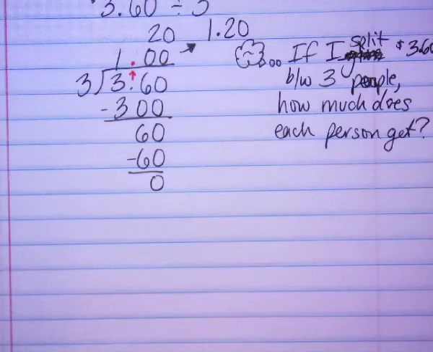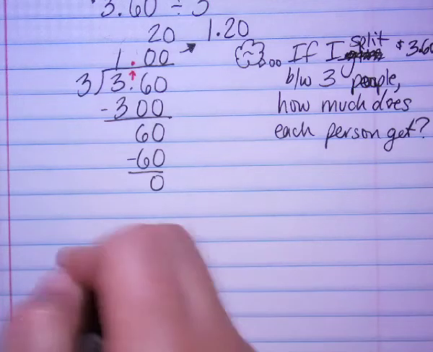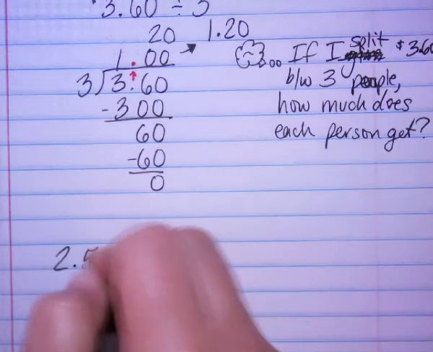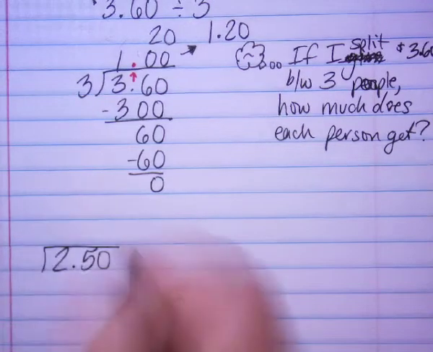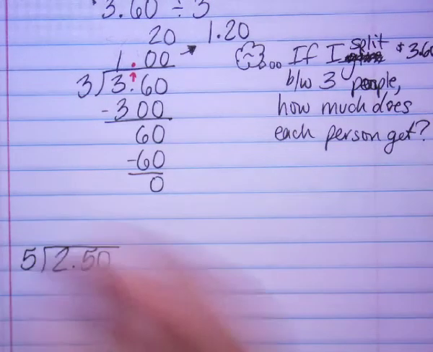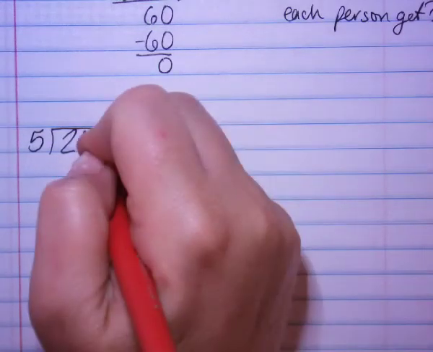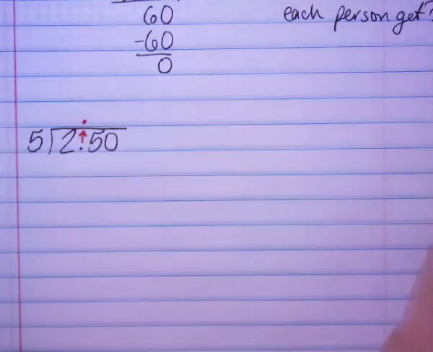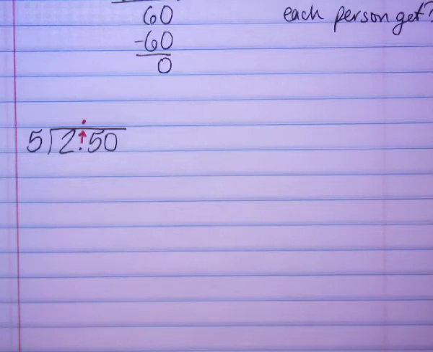So, second of all, we have 2 and 50 hundredths divided by 5. Now, what's the rule with our decimal? That's right. Move it up and forget about it. So again, I'm going to use my red pen and move him up, and I'm done with him.